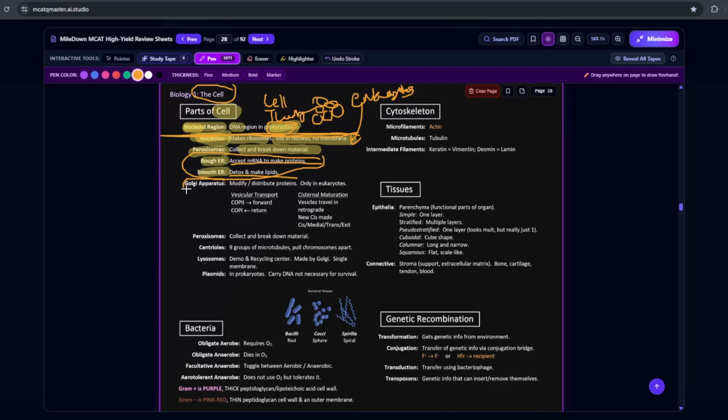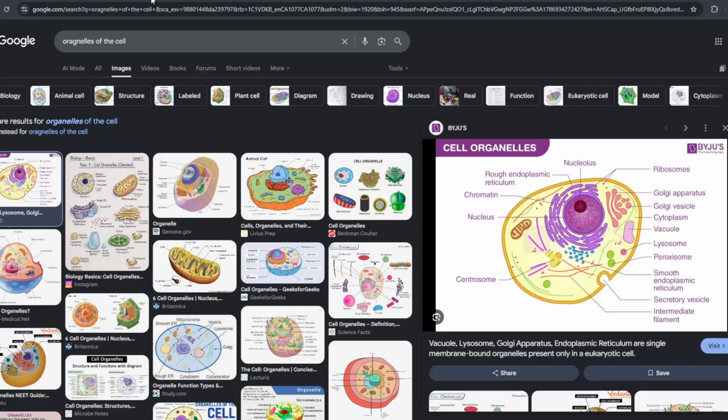Okay, the Golgi apparatus modifies and distributes proteins only in eukaryotes. So the Golgi apparatus is kind of like the shipping company of your body. It takes vesicles and transports them around. It transports things around the cell. So vesicular transport.